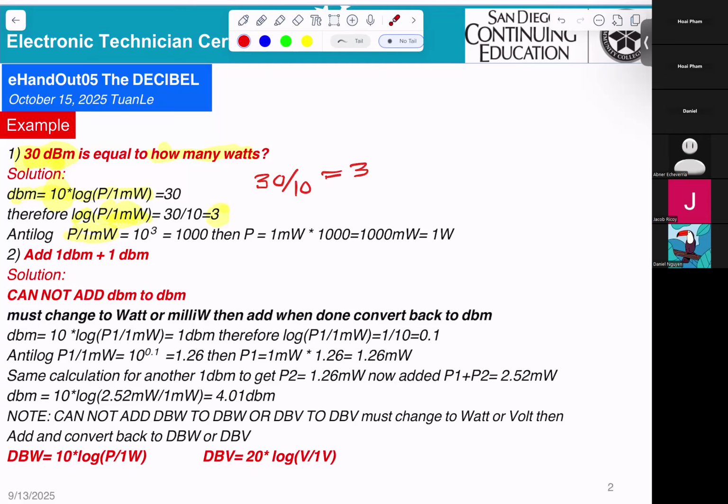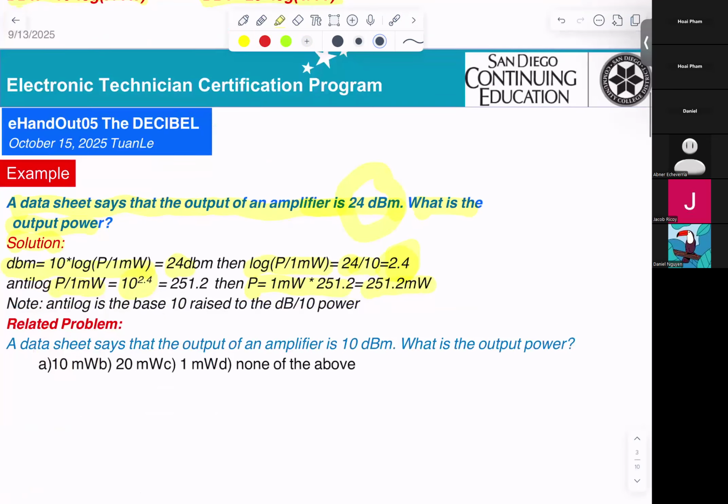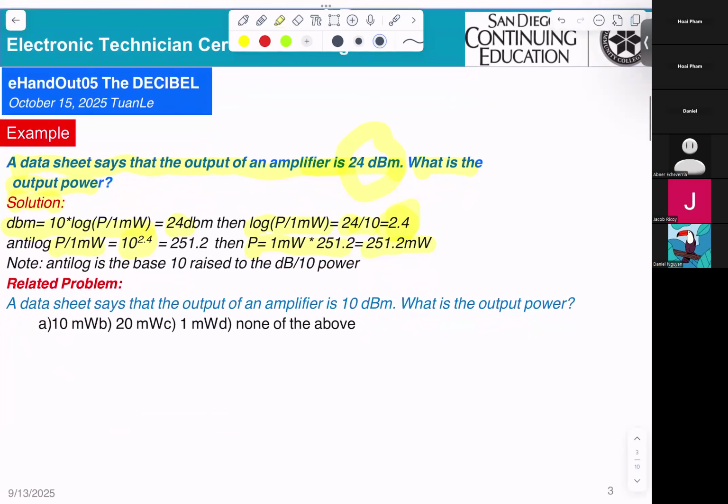And they give you the formula for dB watt. This is the formula for dB watt. This is the formula for dB volt. That means if you want to convert watt to dB watt, or dB volt to volt, you have to use that formula. Okay? And this is an example.